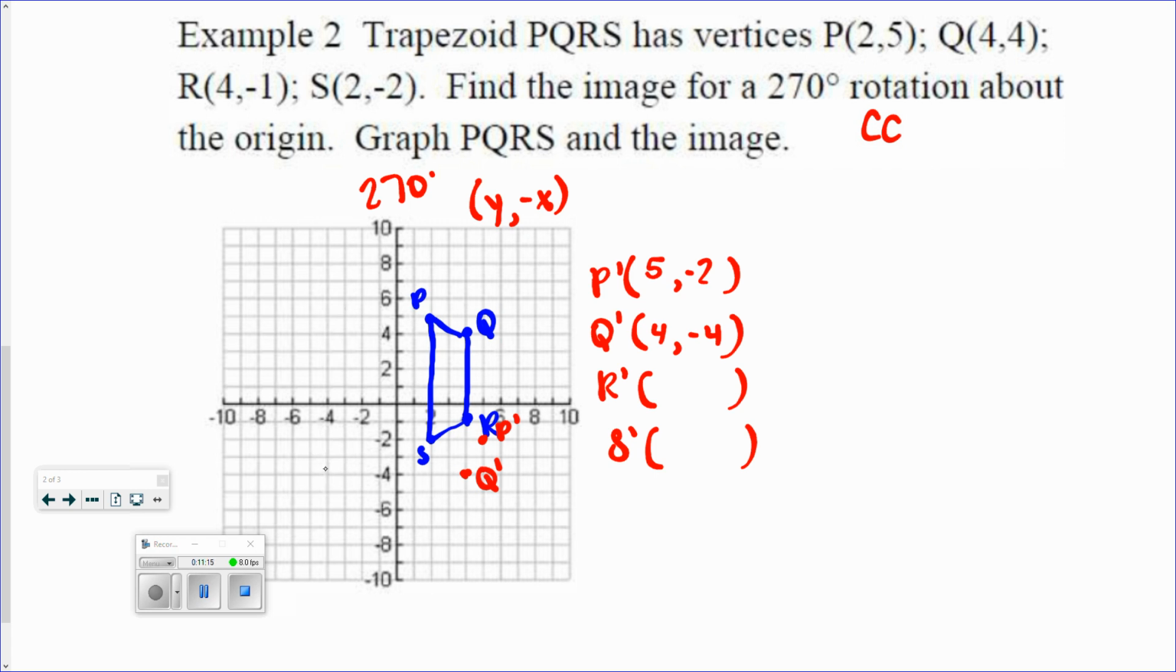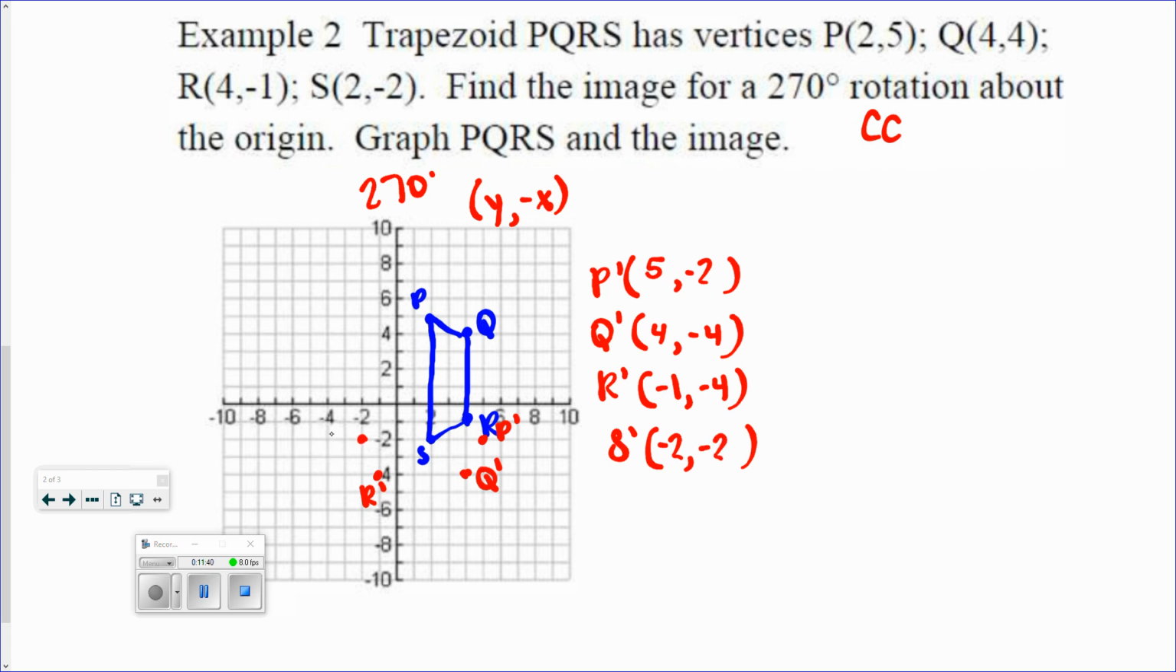So if you look at point R, it's starting as 4, negative 1, so they flip-flop their spots, and X changes when it gets to its new spot. So negative 1, negative 4 for R prime. And for S prime, they're flip-flopping their spots, and our X value, when it gets to its new location, changes its sign. So negative 2, negative 2.